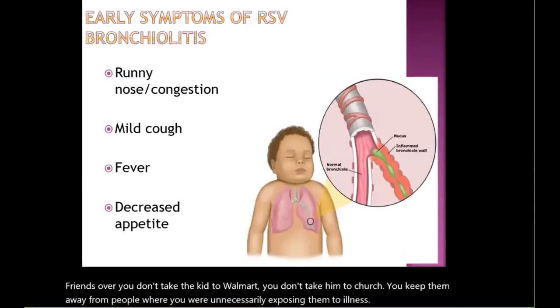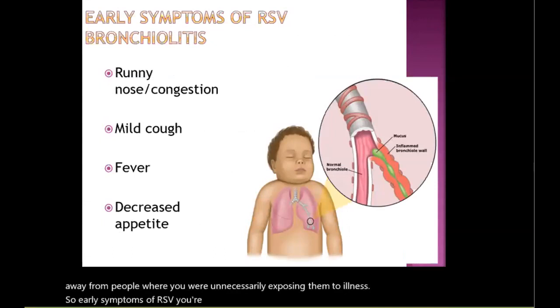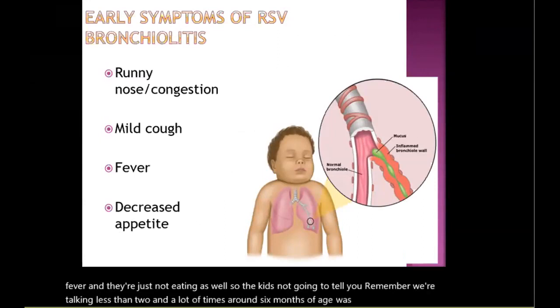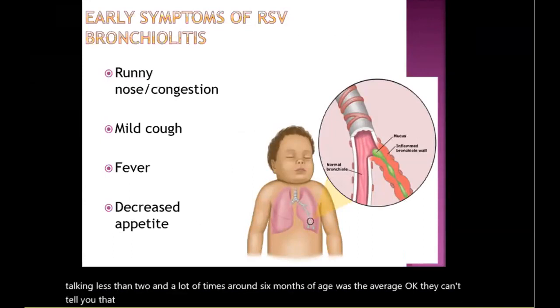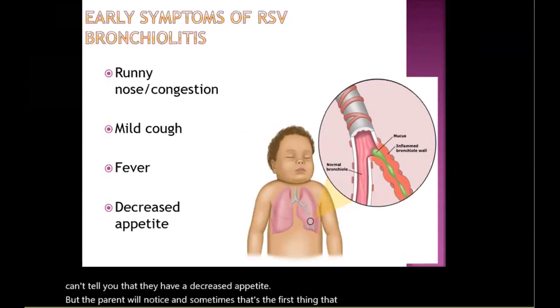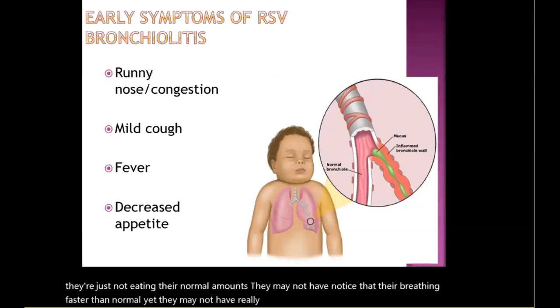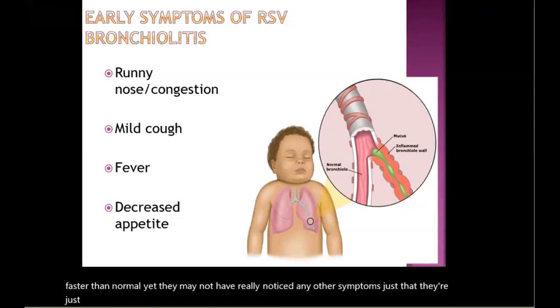So early symptoms of RSV: your runny nose and congestion, a little bit of a cough, a little bit of a fever, and they're just not eating as well. So the kid's not going to tell you. Remember, we're talking less than 2, and a lot of times around 6 months of age was the average, okay? They can't tell you that they have a decreased appetite, but the parent will notice. And sometimes that's the first thing that the parents notice, is that they're just not eating their normal amounts. They may not have noticed that they're breathing faster than normal yet. They may not have really noticed any other symptoms, just that they're not eating like they usually do.